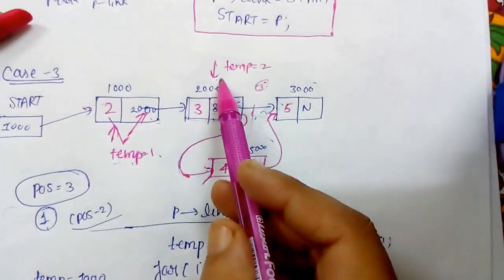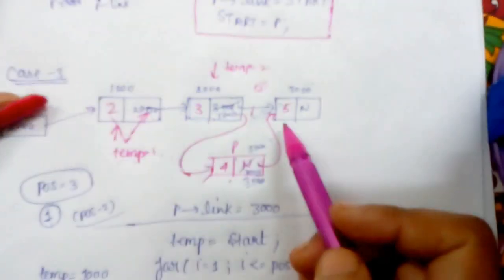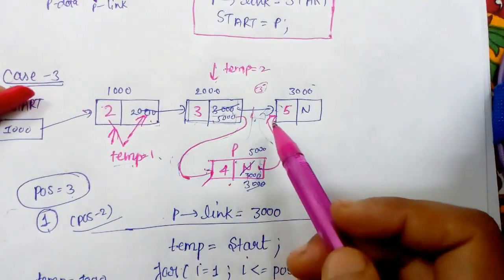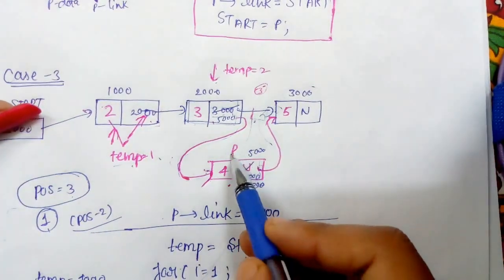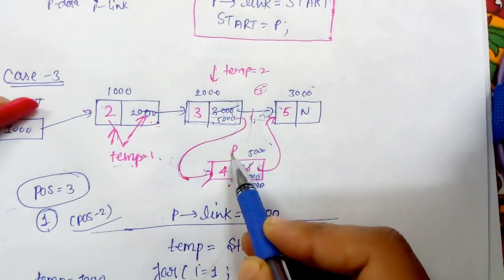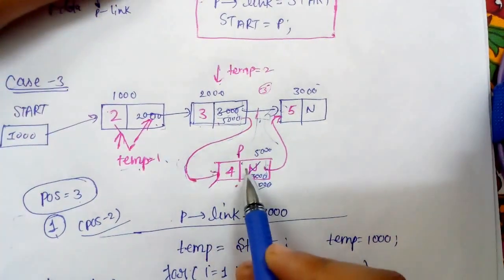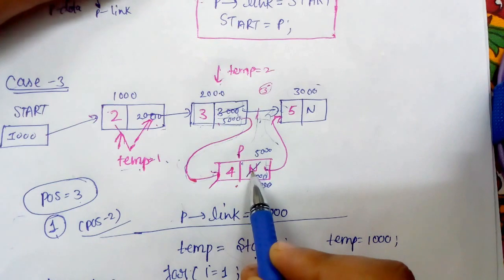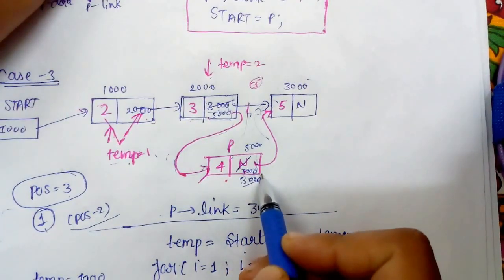Now my temp is pointing here, and I have to adjust these two links. How can I adjust these two links? Now I want that in the p link part, that is null, in the p link part I want 3000.